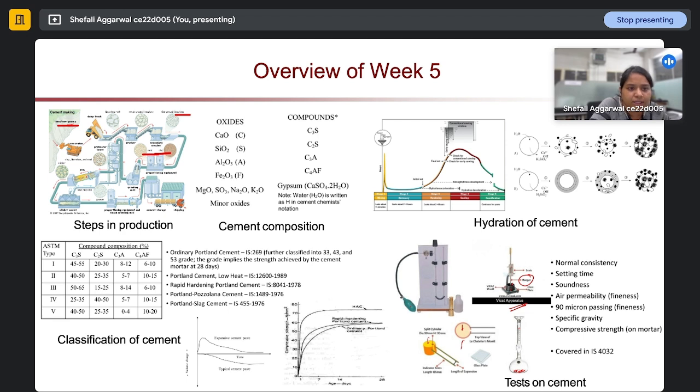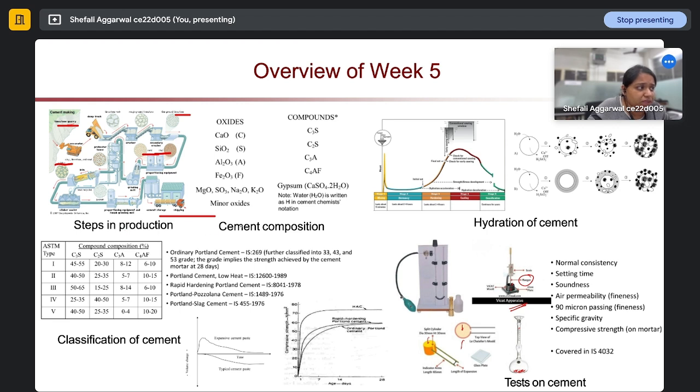After heating in the kiln, what we get is the clinker. We call it clinker. This clinker is further cooled down to make the normal cement, which we ship to the sites. So these are the different steps used to produce cement.